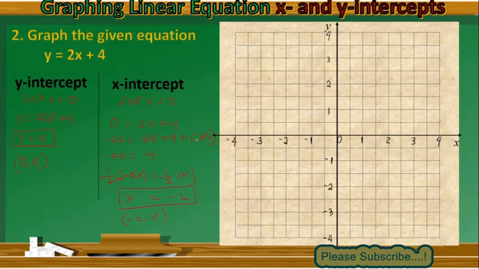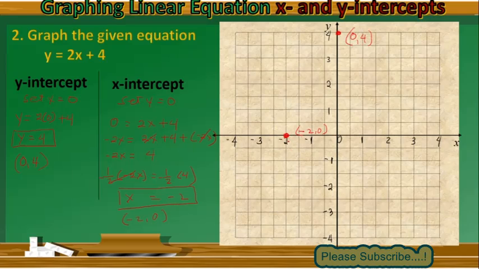Okay, we will plot that in our graph. So, 0 for x, then 4 for y, here. Then negative 2 for x, then 0 for y, here. So we will label it. This is negative 2 and 0. This one is our 0, then 4.